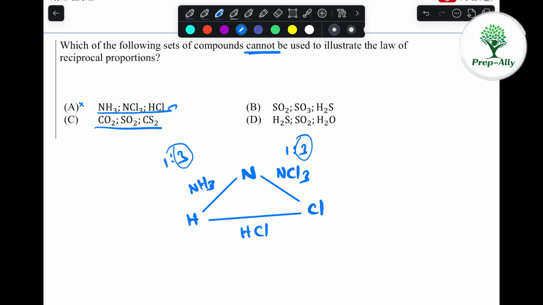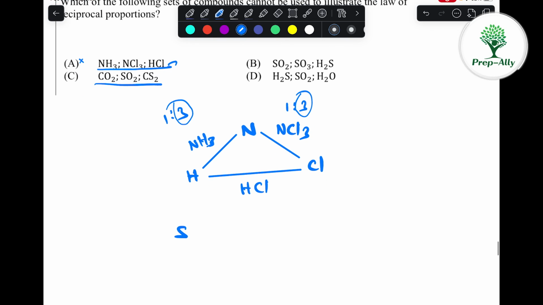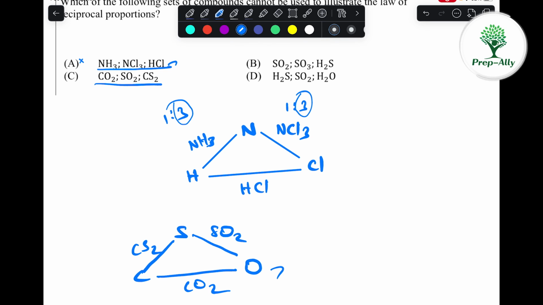What about the C option? I have sulfur, carbon, and oxygen. If I combine sulfur and oxygen, I am getting SO2, carbon and sulfur, I am getting CS2, and carbon and oxygen, I am getting CO2. Yes, this can be illustrated.